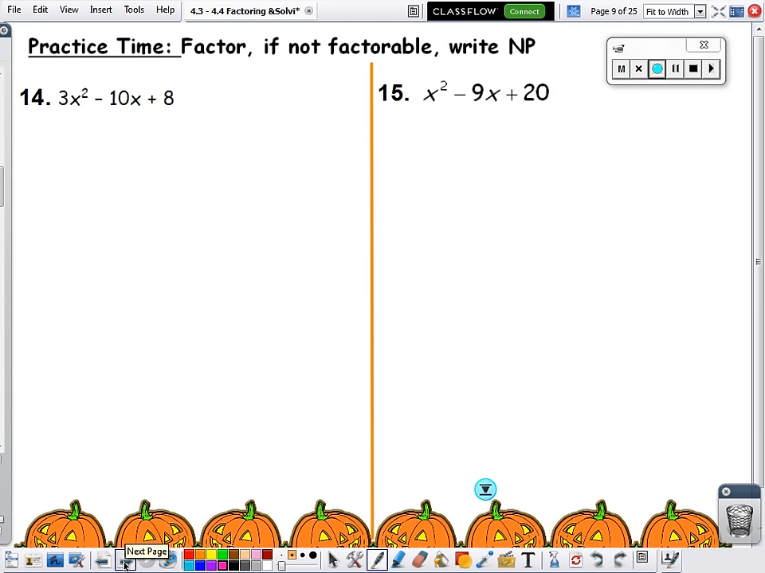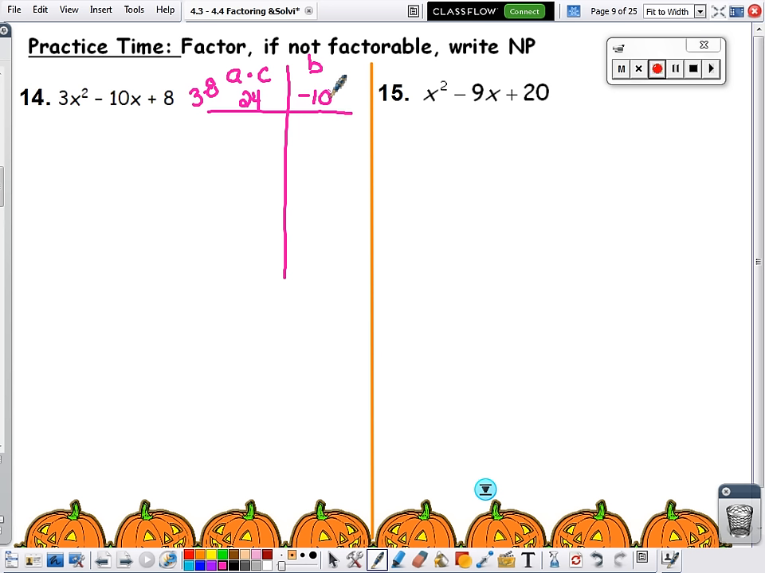So we're going to practice this method. So here we have, for 14, a trinomial. So we need to figure out what a times c is. And that would be 3 times 8. So that's 24. So we're going to be looking for numbers that we can multiply together to get 24. And we want b, which is negative 10.